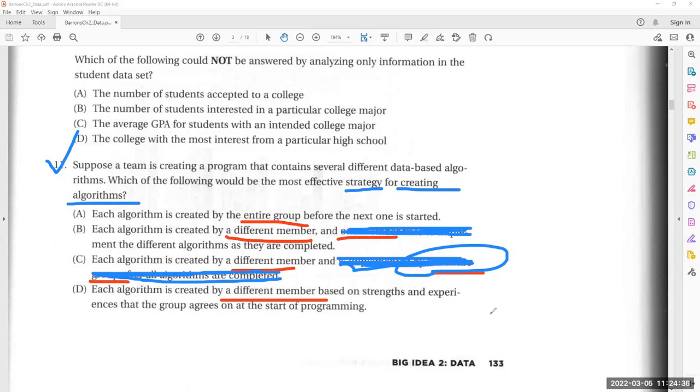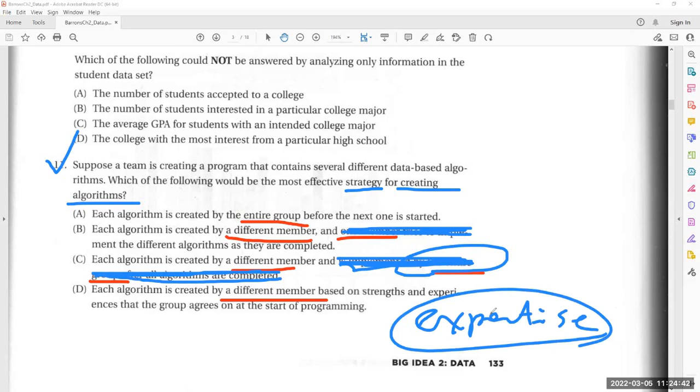Creation of the algorithm is basically based on expertise. If I go to a trading company to write a trading algorithm, the person must know computer science well and also the stock market well. That's where the strength and experience come in. You cannot find someone who doesn't know about the stock market and just does the coding. So a different member is not enough, and the entire group is not enough.